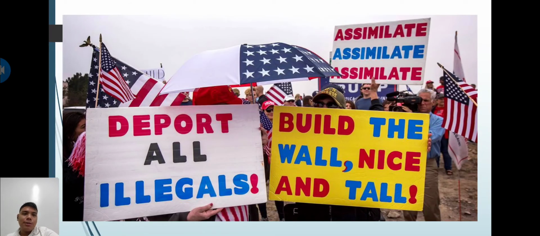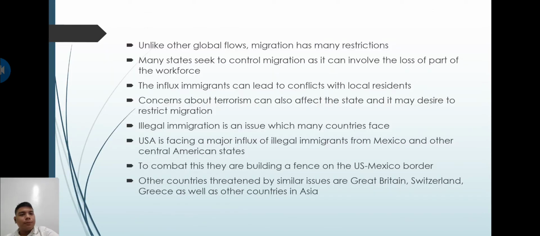In the United States, they are currently having an immigration crisis where there are many illegal immigrants living in the US. So those are some issues on immigration.